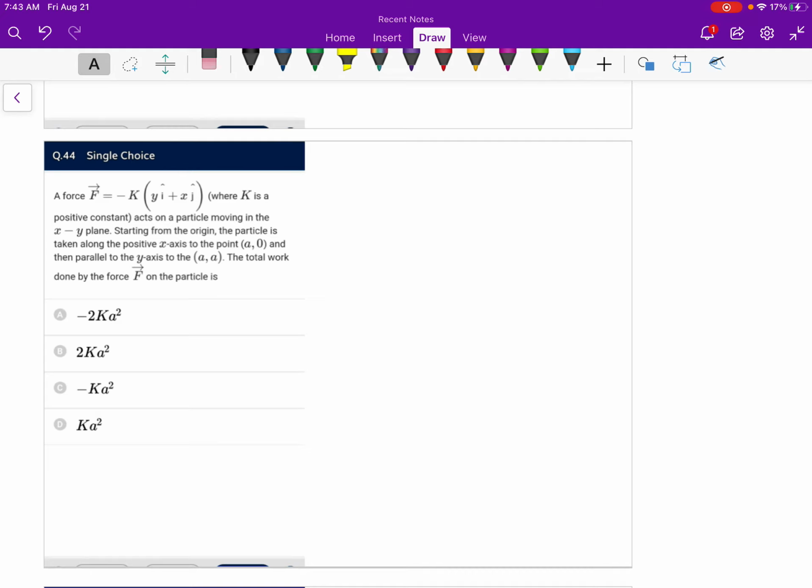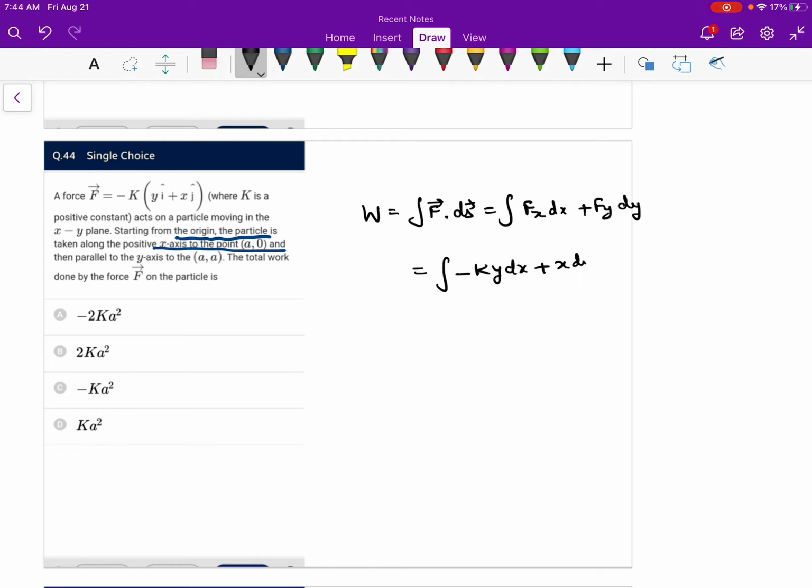Force F is this, so this force is minus k y i cap plus x j cap. First we need to move along the x-axis from origin to a comma 0, and then parallel to the y-axis to a comma a. The total work done by the force F on the particle. So W is F dot ds, that is Fx dx plus Fy dy. Now that is minus k, y dx plus x dy. So this is minus k d of xy.